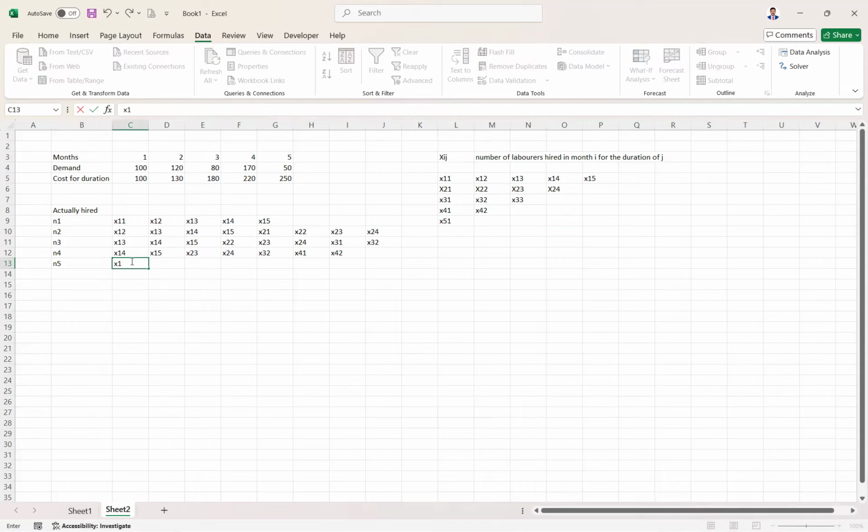Then here x15, x24, x33. Here we have missed x33. So x33 we have missed. x33 comes here because in 3 for 3 months, 3, 4, and 5. Then x41 will not come, x42 will come, and x51 will come. So this is the same.